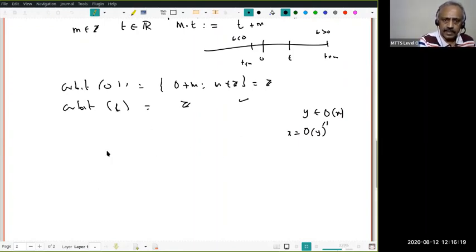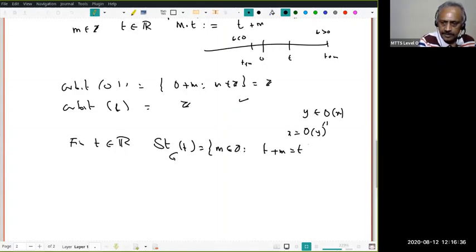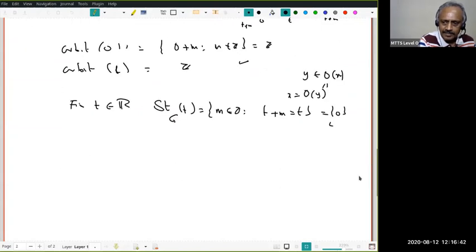Okay, now what is the stabilizer? So start with any point, fix t in R. What is the stabilizer of t? This is the set of all m in Z so that t plus m must be equal to t, that means the singleton 0. This is a trivial subgroup again. Are you getting bored? All of them are trivial subgroups, right? Yeah? Okay, let's wait and see.